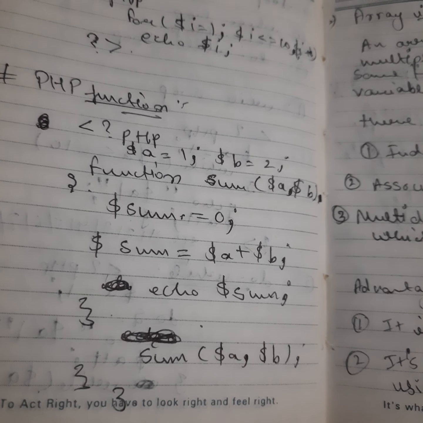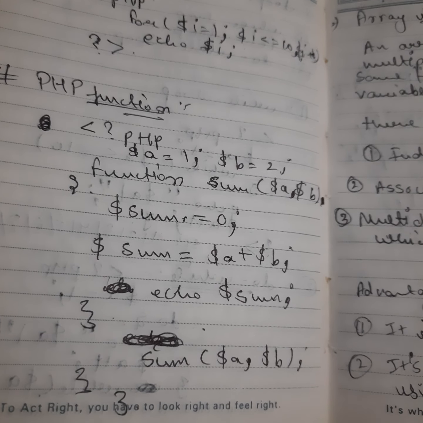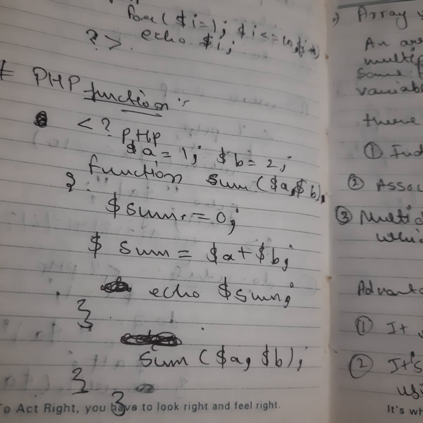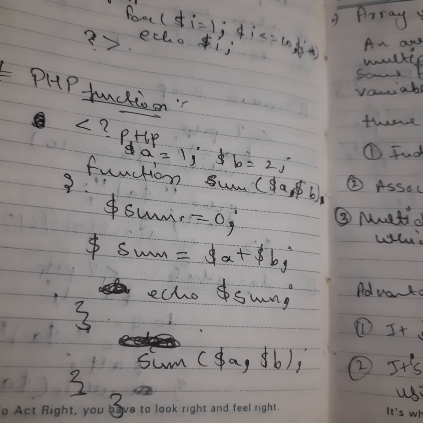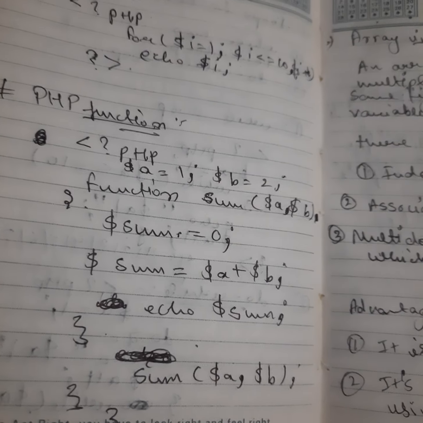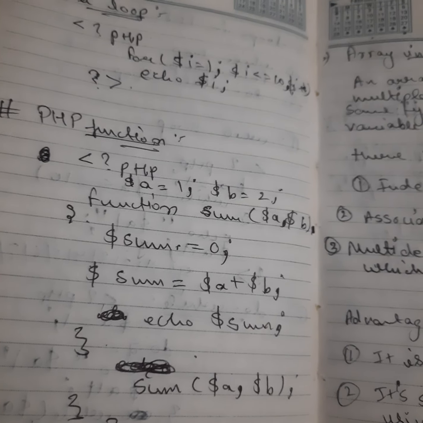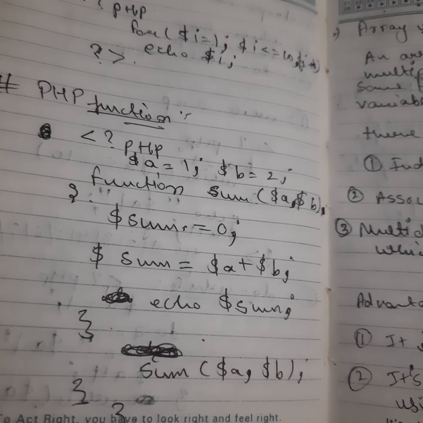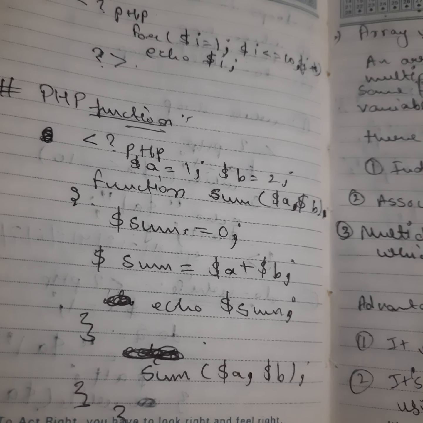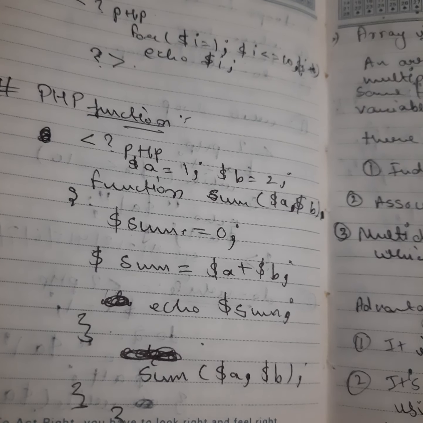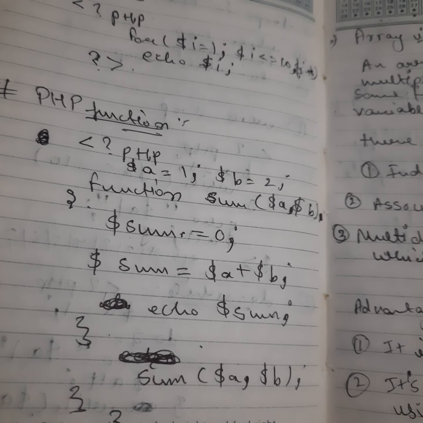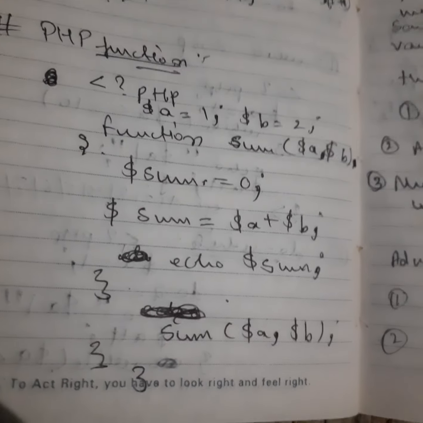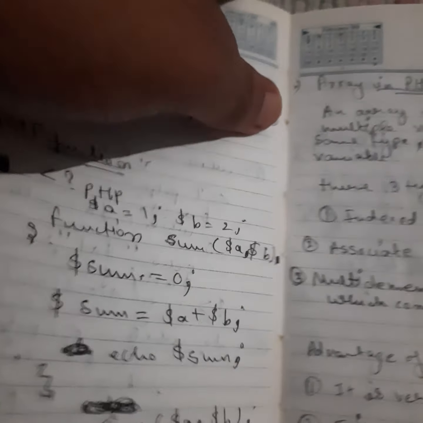Then PHP function. As you saw, we declare a sum function. First we declare two variables, a equals 1 and b equals 2, then pass them as arguments. Then we take the sum of $a plus $b, then echo sum, and then we call that function and it prints 3.